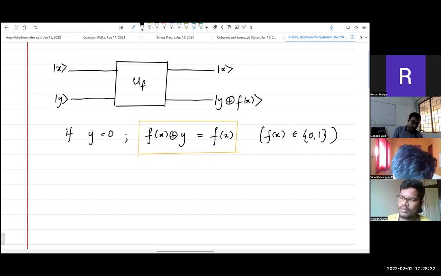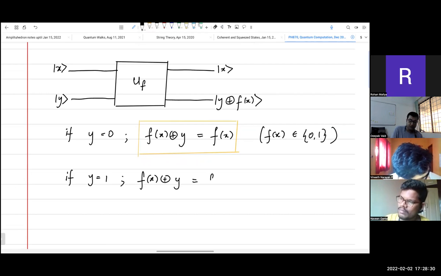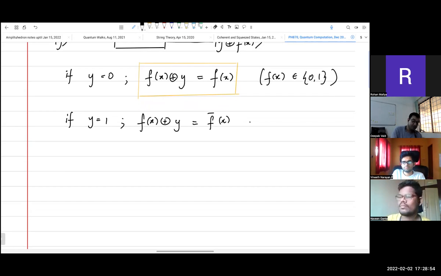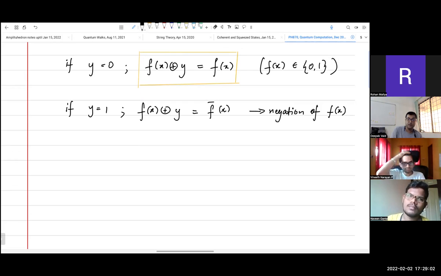And similarly, if y is equal to 1, then f(x) XOR y is equal to the inverse, the not of f(x). Again, you can convince yourself that this is the case. If f(x) is 1, then 1 XOR 1 will give you 0. If f(x) is 0, then 0 XOR 1 will give you 1, which is the negation of f(x). That's what this bar symbol means.